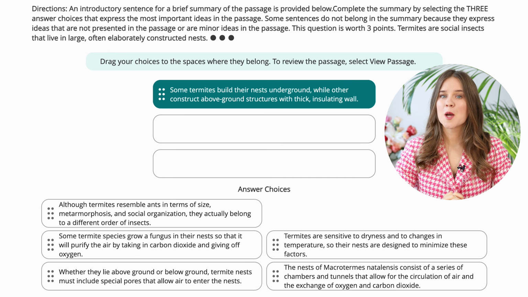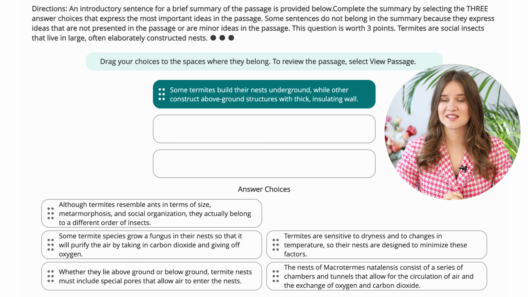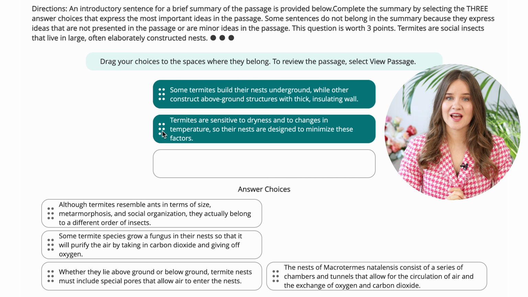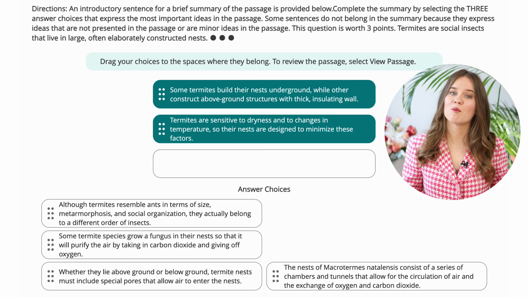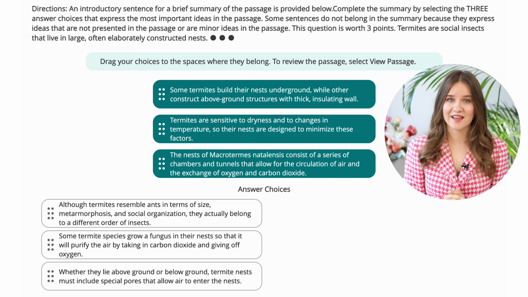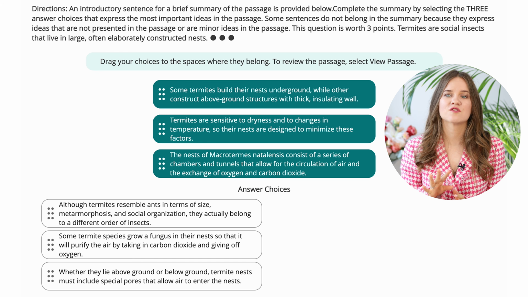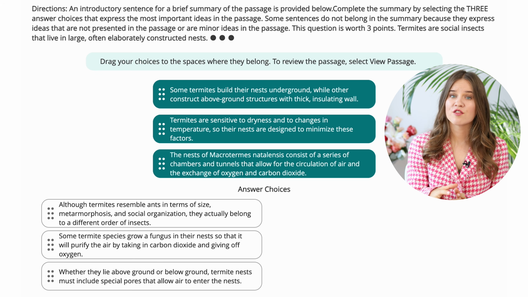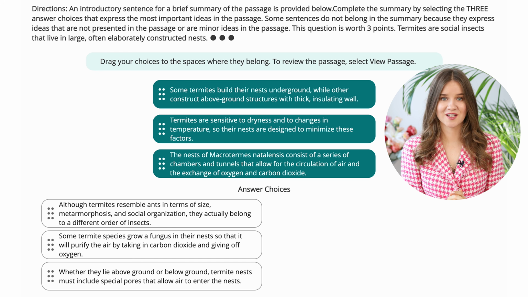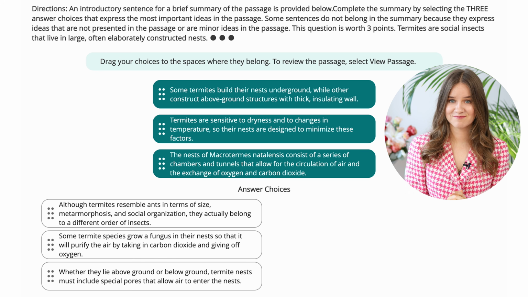Some termites build their nests underground, while others construct above-ground structures with thick, insulating walls. Termites are sensitive to dryness and to changes in temperature, so their nests are designed to minimize these factors. The nest of Macrotermes natalensis consists of a series of chambers and tunnels that allow for the circulation of air and the exchange of oxygen and carbon dioxide.